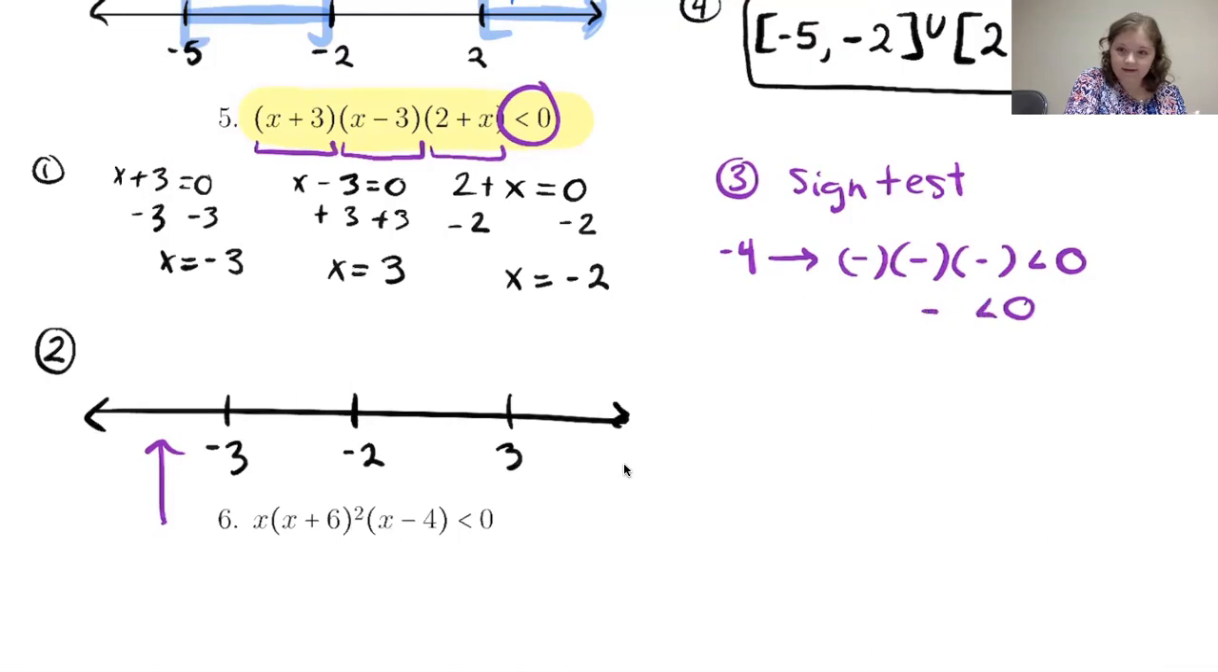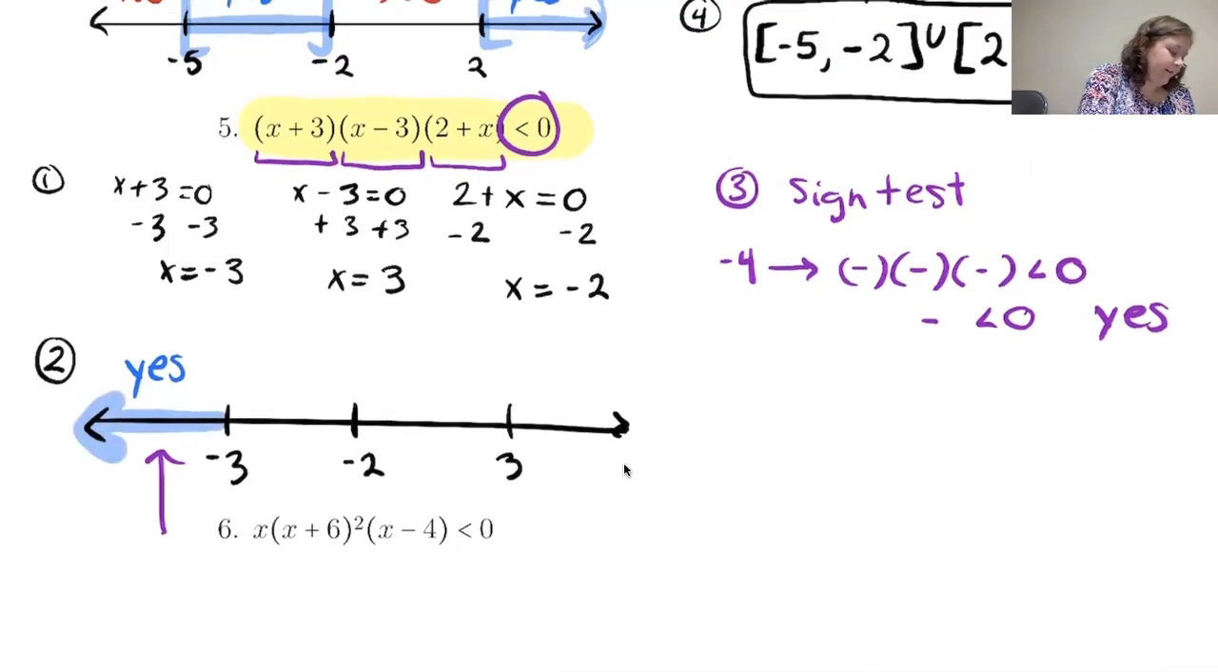And we think, is that less than 0? Negatives are less than 0, so this is a yes for that answer. And so this one is included, and we will shade it. Let's make that smaller. Good. All right.